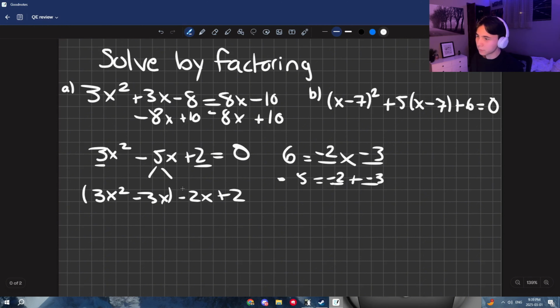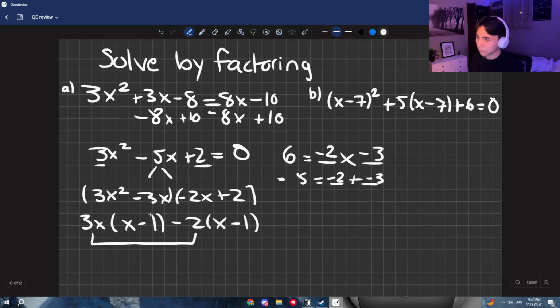And we're just going to group these two, and factor out what's common between them. In this bracket, we have a 3x that's common. So 3x squared divided by 3x is just going to give us x, and negative 3x divided by 3x gives us negative 1. Then you're going to factor out a negative 2 here, and you get x minus 1. Now you group this and this, and you should get 3x minus 2 times x minus 1 is equal to 0.